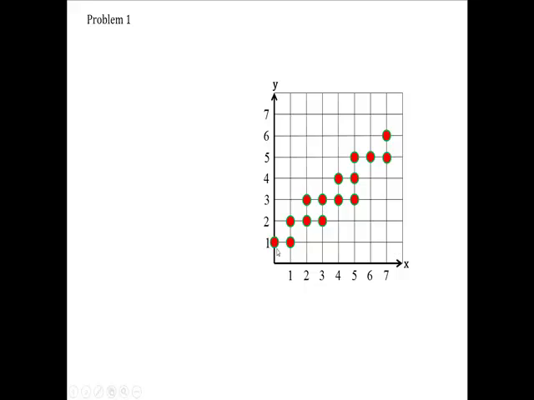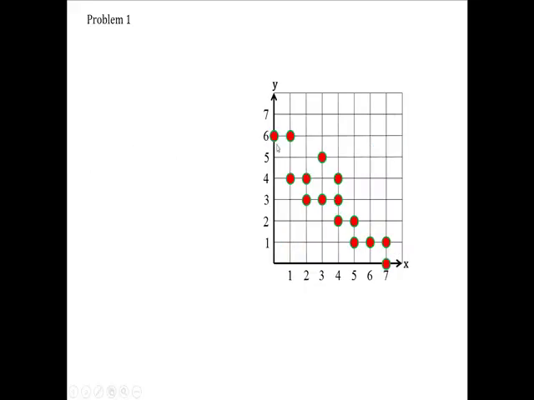Well, this is what a positive correlation looks like. It's kind of like a positive slope here. If you can draw a line somewhat through these points, since this is positive slope, you would say this is a positive correlation.